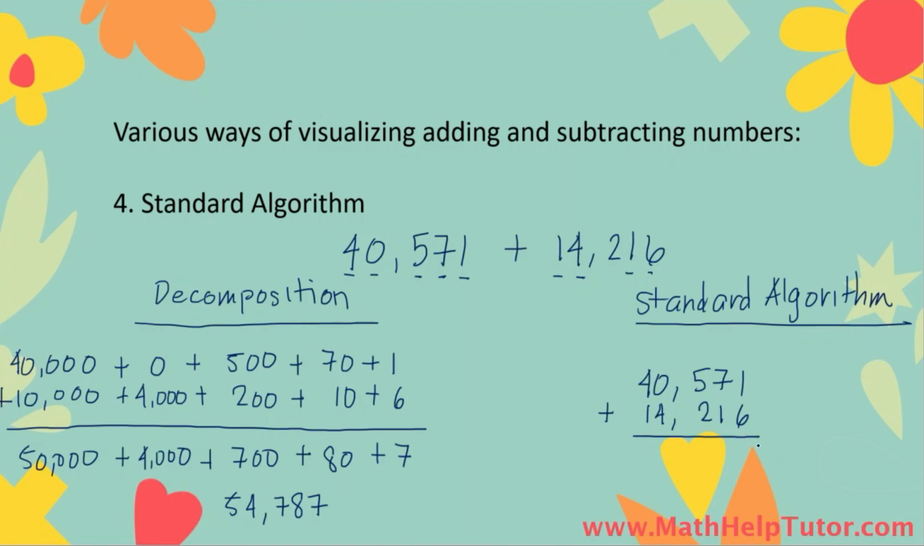And then we do addition per digit beginning from the rightmost place. So 6 plus 1 is 7. 7 plus 1 is 8. 5 plus 2 is 7. We put a comma here. 0 plus 4 is 4. And 4 plus 1 is 5, which gives us 54,787. So there we have it. Very quick and easy, right? You can see that the standard algorithm is a lot faster as compared to the decomposition method.